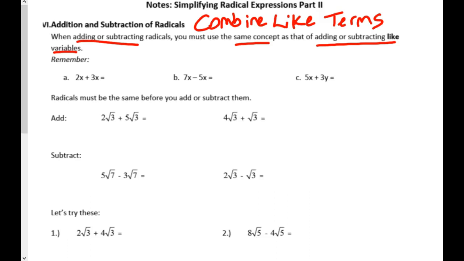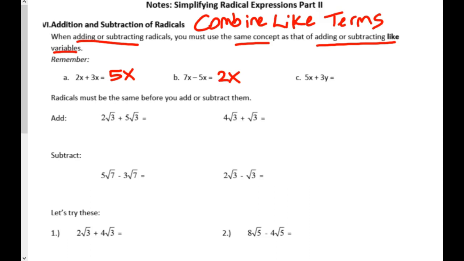Look at letter A. 2x plus 3x. Whenever you're adding, you can only add like terms, and you're only going to add the coefficient, the number in front, right? So 2x plus 3x is how much x? 5x, right? And if you didn't use the word x, it would make sense, right? 2 apples plus 3 apples is 5 apples, okay? It's things. So what about letter B, 7x minus 5x? 2x, right? We're just subtracting the coefficient.